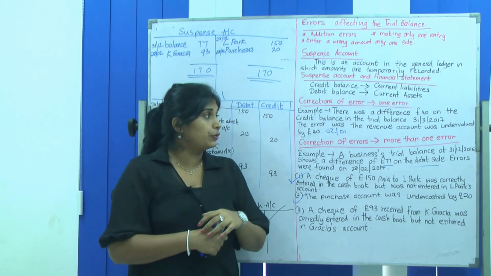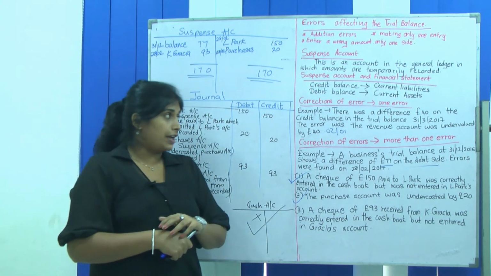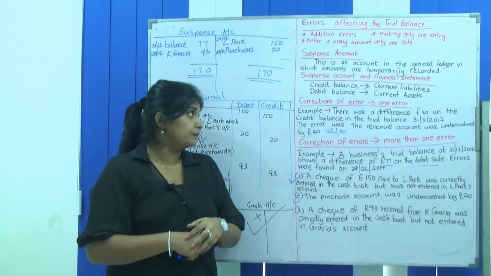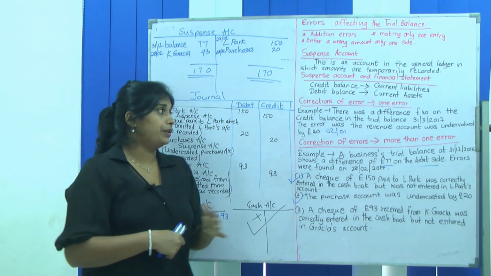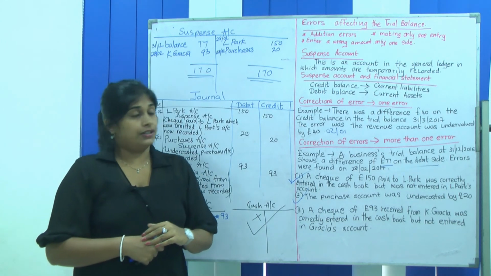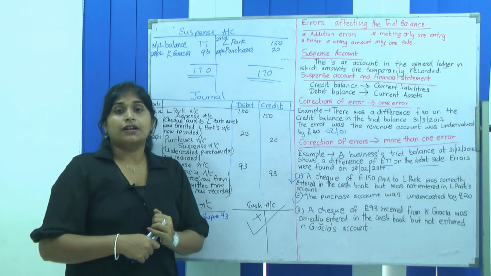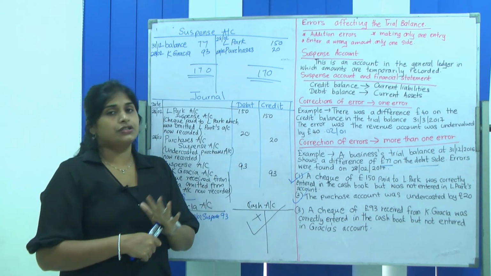I'm hoping to do the financial statements and depreciation in the next video. So I hope you understood the lessons. What you have to do is learn how to find the error type and how to correct the errors using the journal.